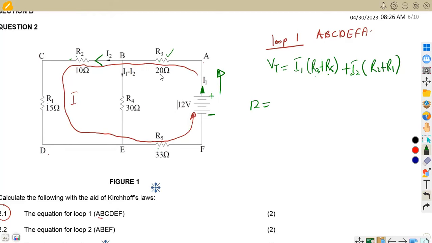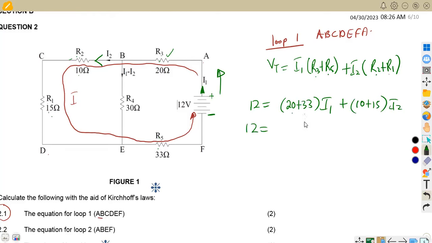If we add R3, that's 20, and R5, that's 33. So this is going to be 20 plus 33 times I1, plus R2 plus R1, that's 10 plus 15, so 10 plus 15 times I2. So we have formulated an equation in this case.